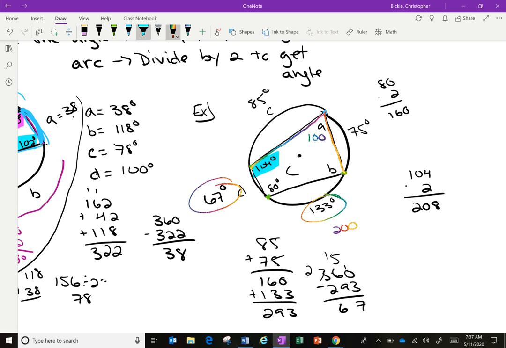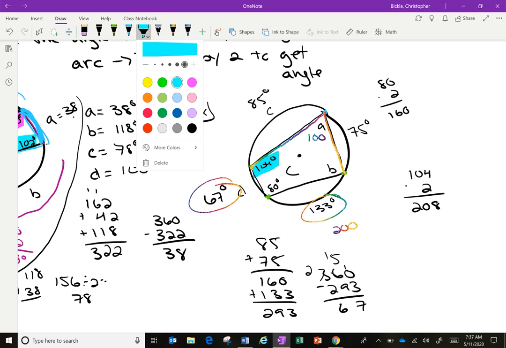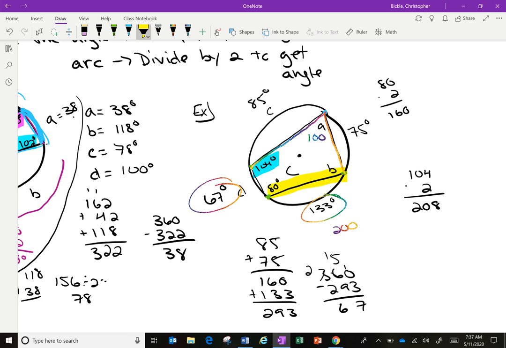And again, I know there's colors all over now. This thing's a big, giant colored mess. But when we're trying to find B now, that arc is right there. So I've got 85 and 67. 85 and 67 is 152. Divided by 2 is 76. So I get 76 in there.